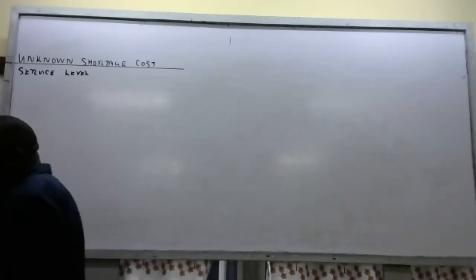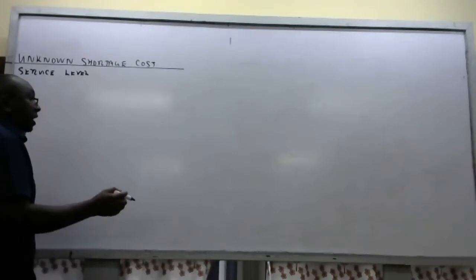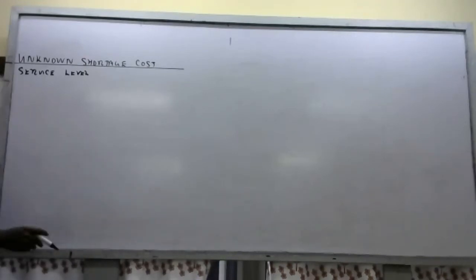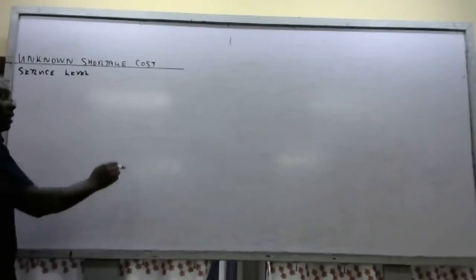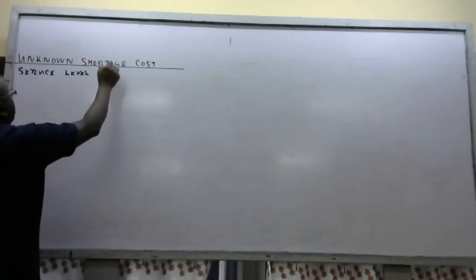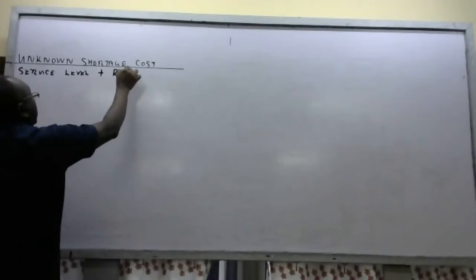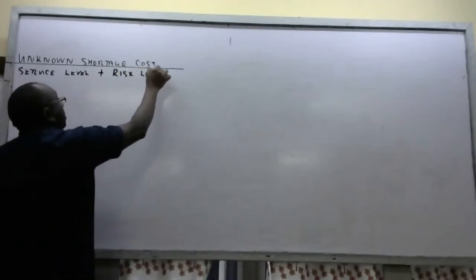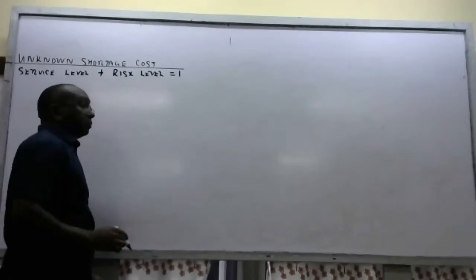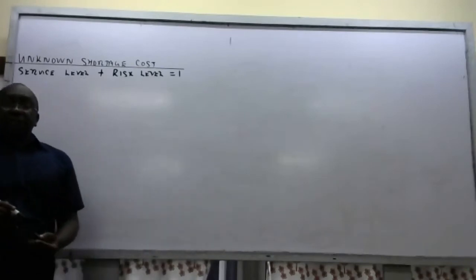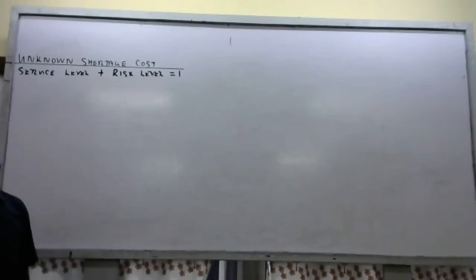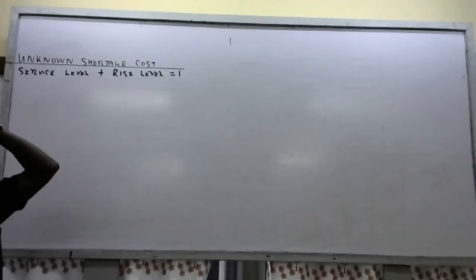It then follows that, and you write this as a formula: service level plus risk level is equal to 1.